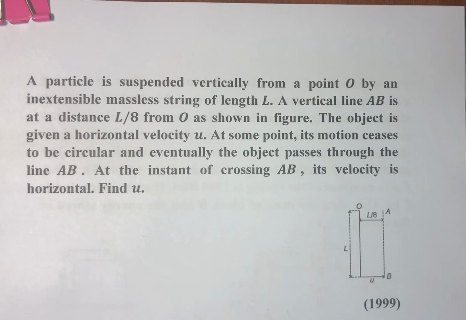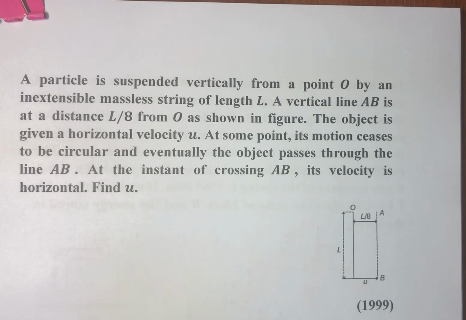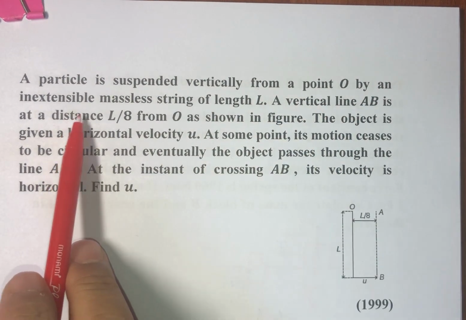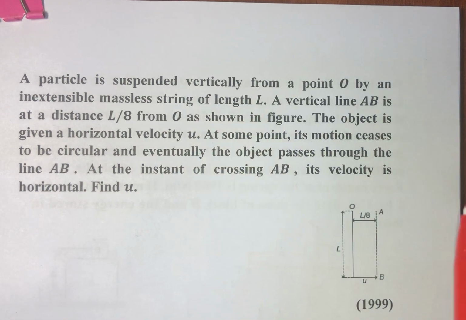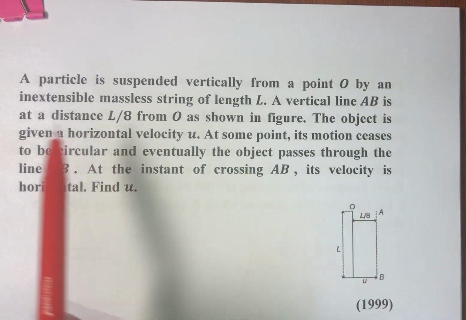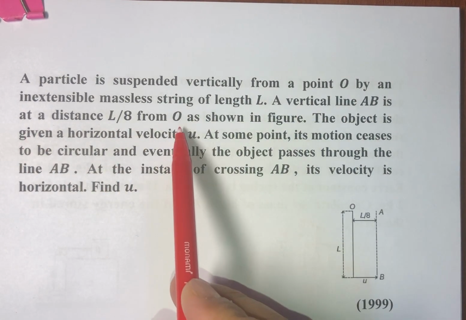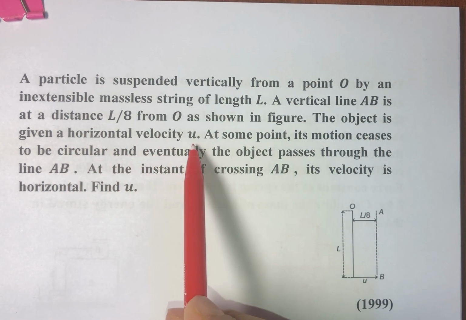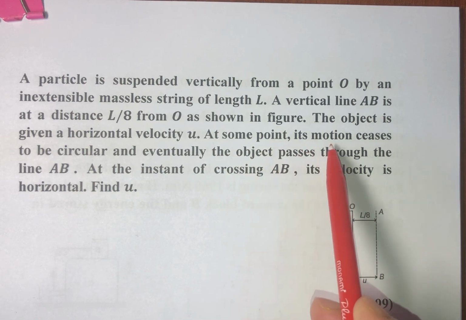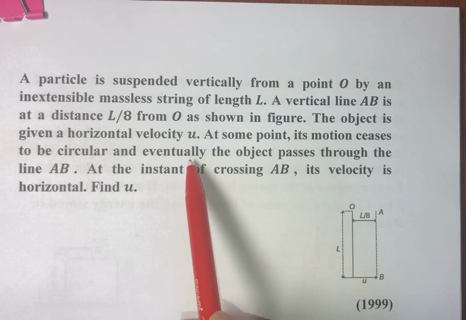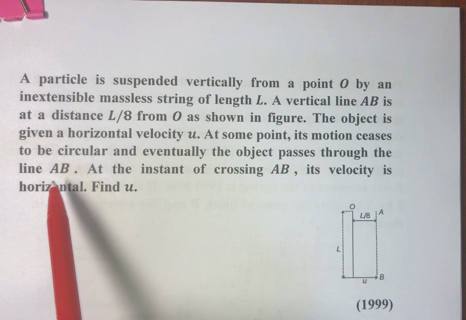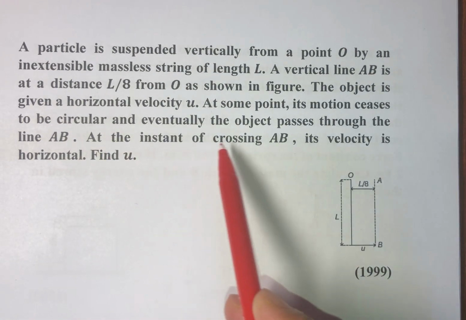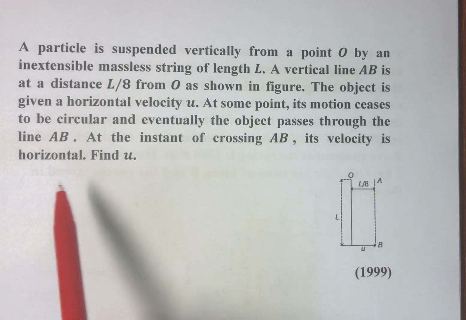Hello friends, in today's question, a particle is suspended vertically from a point O by an inextensible massless string of length L. A vertical line AB is at a distance L by 8 from O as shown in the figure. The object is given a horizontal velocity U. At some point its motion ceases to be circular and eventually the object passes through the line AB. At the instant of crossing AB, its velocity is horizontal, find U.